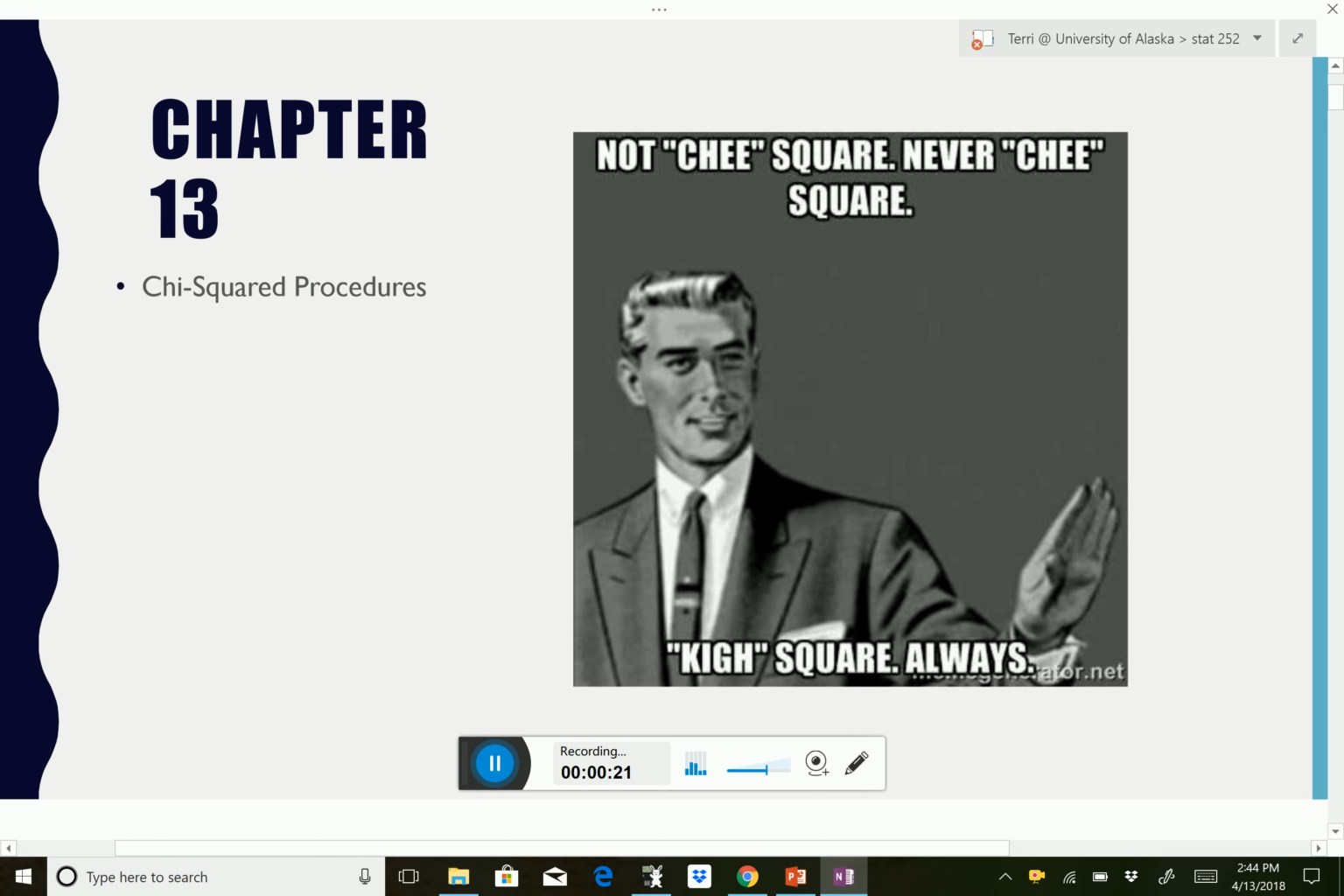I found a little meme, a little joke. It says not chi square, never chi square, always chi-square. So that's how this is pronounced.